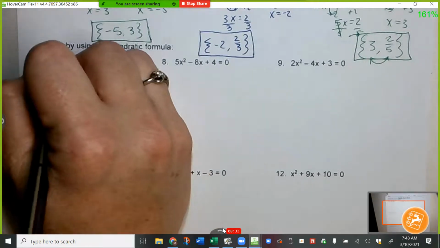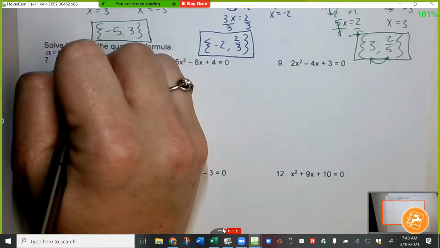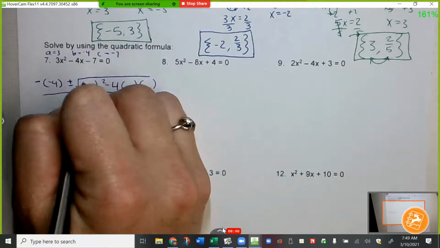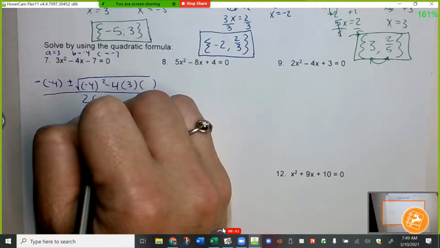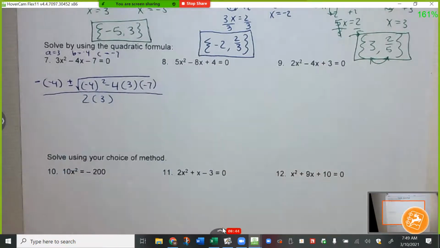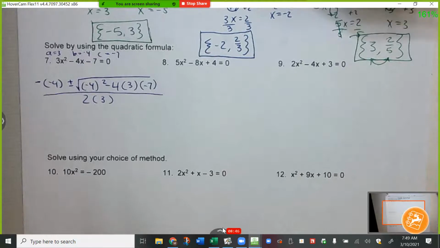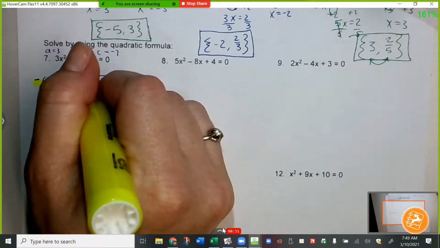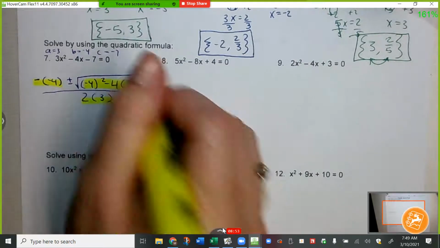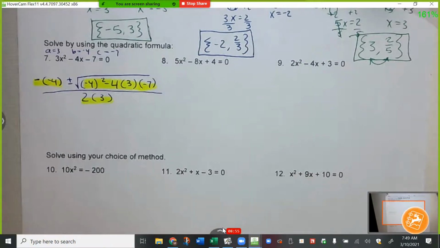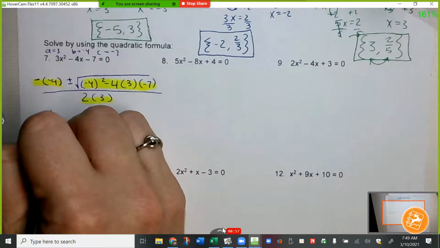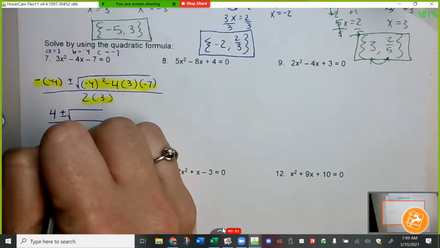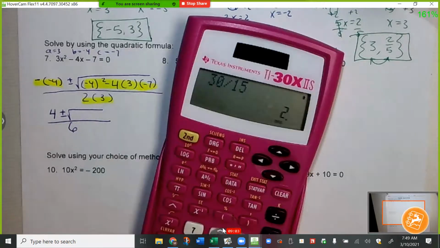A is 3. B is negative 4, C is negative 7. So remember, you kind of simplify this in 3 parts in one step. So you're going to simplify this, this, and the inside of the house. So negative 4 becomes positive 4, plus or minus the square root of something over 2 times 3 is 6. And just type the inside of the house.